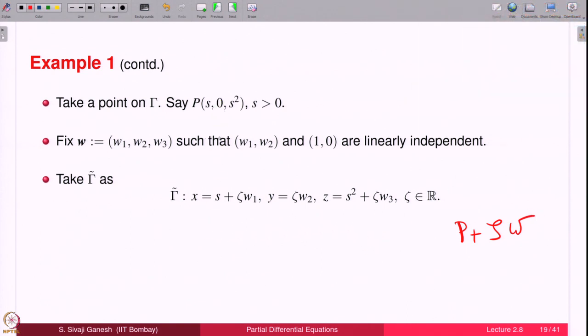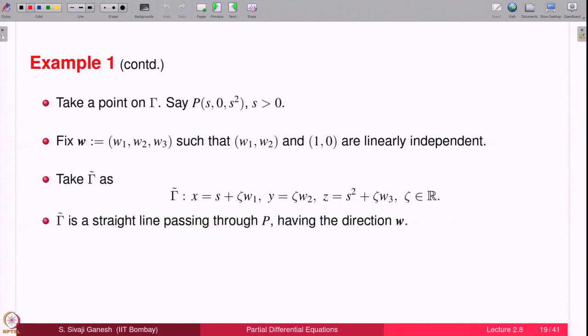Okay. (s, 0, s square) plus zeta (W1, W2, W3). So, if you expand, you will get this. So, it is a straight line passing through P having the direction W. In fact, we may take W equal to (0, 1, W3). That means, I am setting W1 equal to 0, W2 equal to 1.